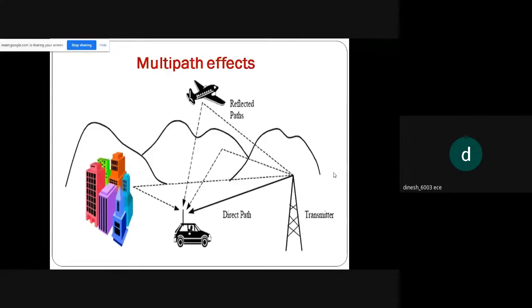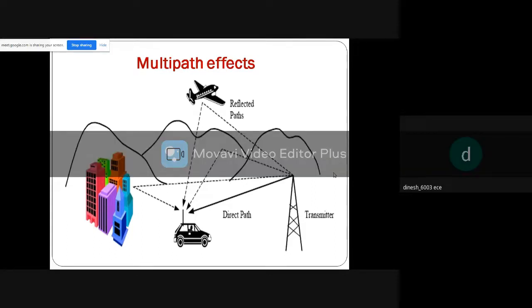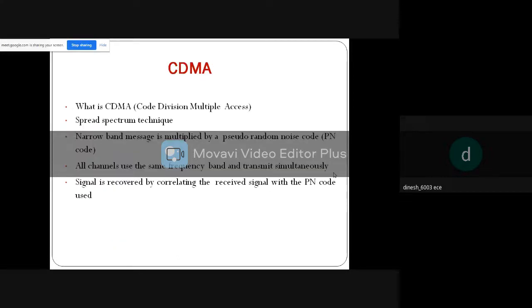The reflected paths, the direct paths, the diffracted paths all reach the receiver. So this has to be eliminated. A technique that is used for eliminating all these things is your CDMA.